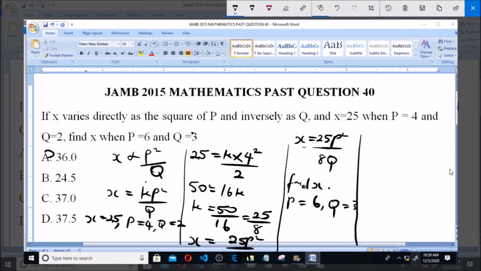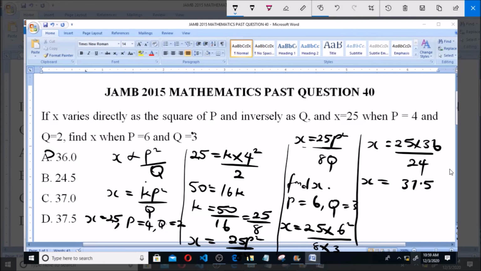So that means that x is equal to 25 multiplied by p squared, that's 6 squared, all over 8 multiplied by 3. Now x is equal to 25 multiplied by 36, which is 6 squared, all over 24, that's 8 times 3. So therefore x is equal to 37.5. 25 multiplied by 36 over 24 will give us 37.5, and that is option D, which is the answer to this question.